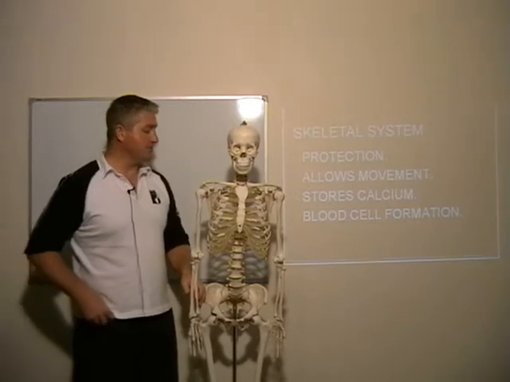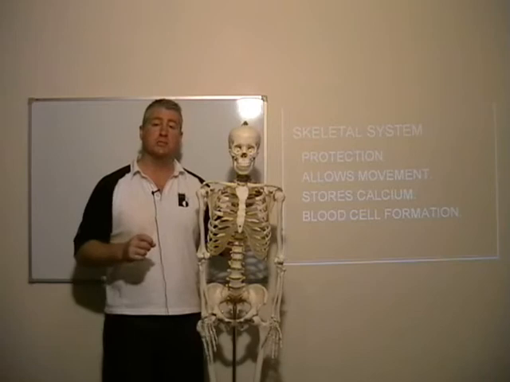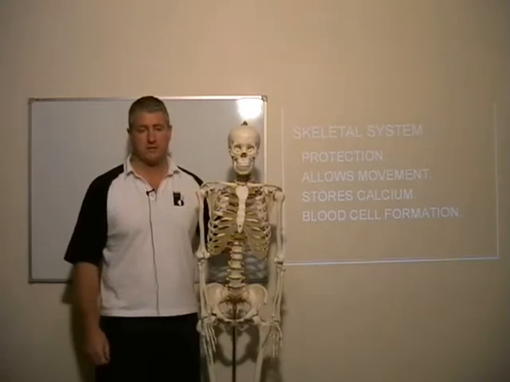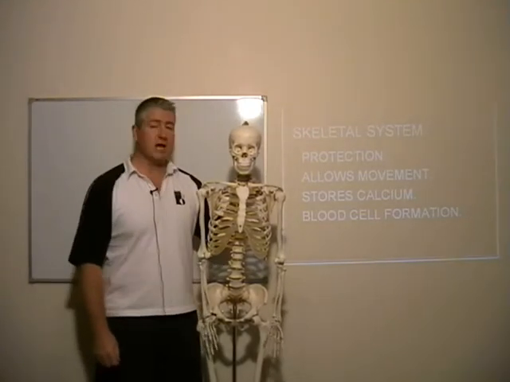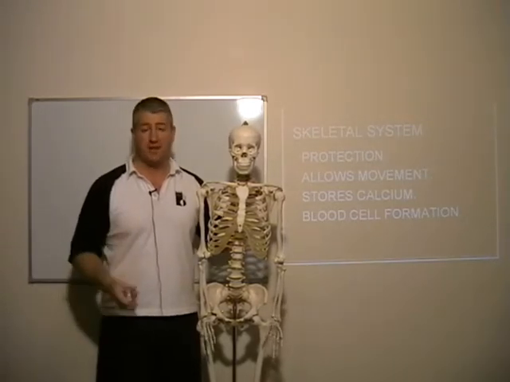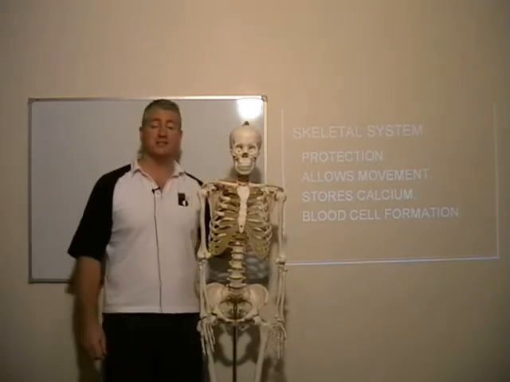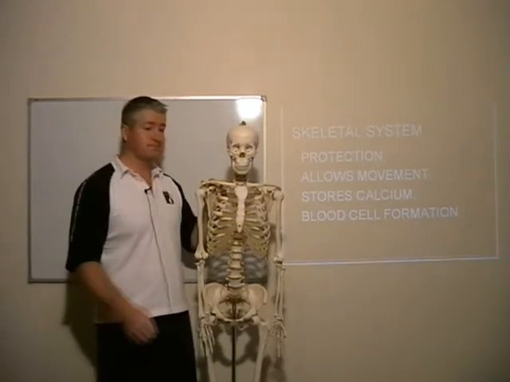Blood cell formation is the last role of the skeletal system, particularly red blood cells, which are responsible for delivering oxygen to working muscles of the body. Red blood cells only have a lifespan of maybe 100 to 120 days, and therefore they need to be continually replenished or replaced. This process involves utilising the skeletal system.